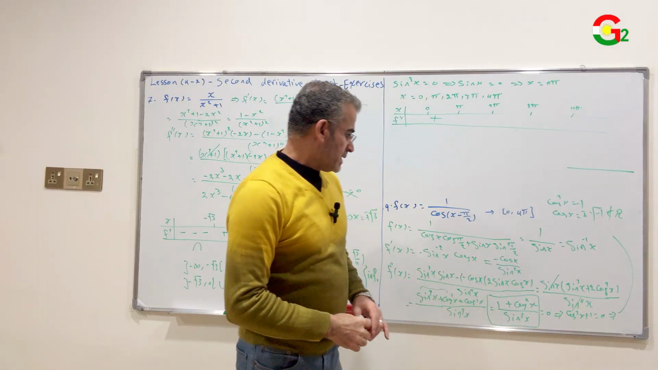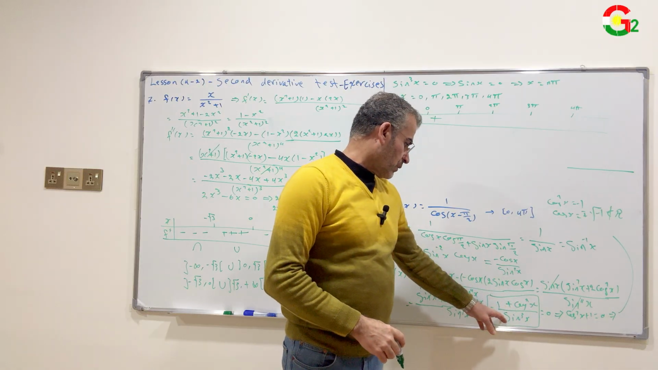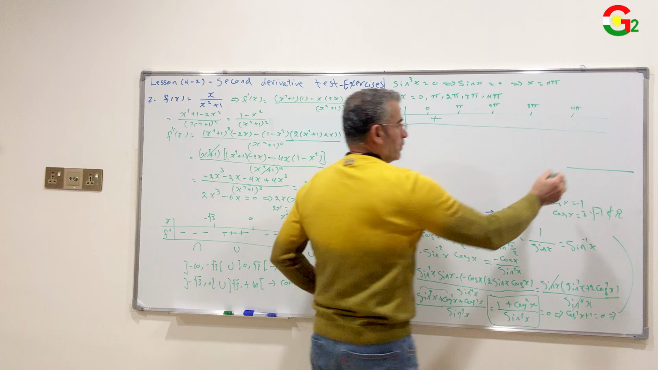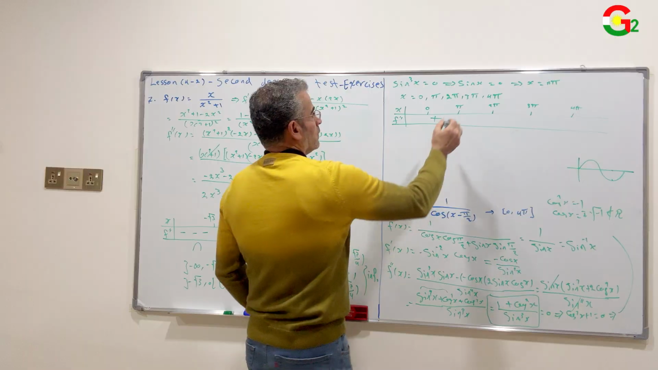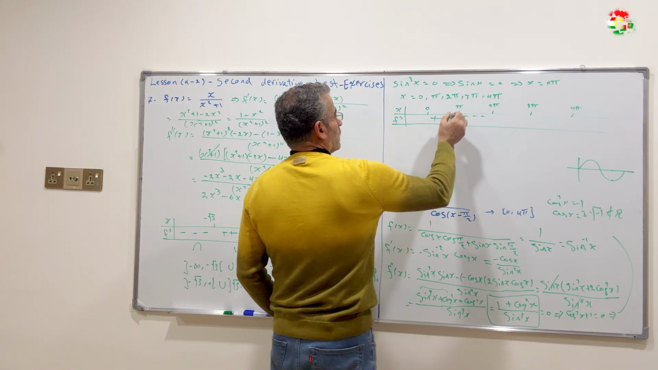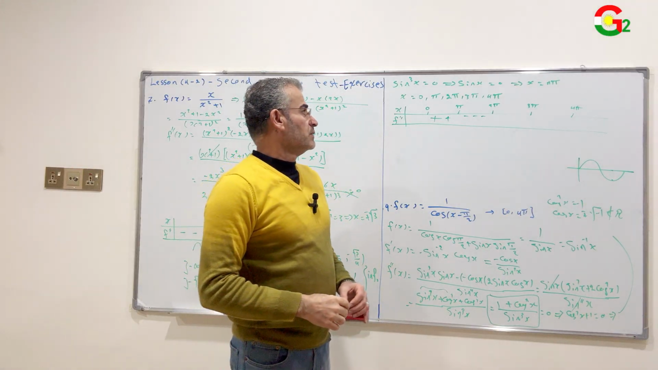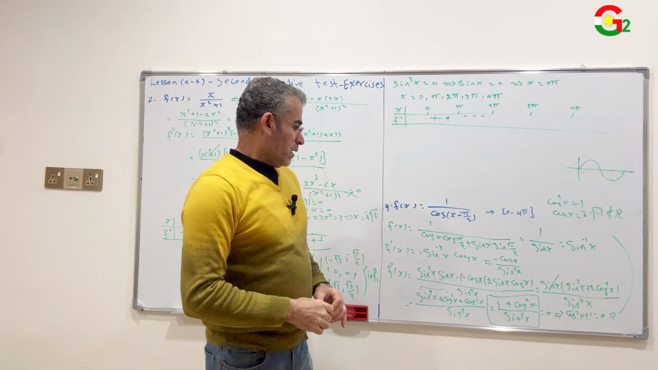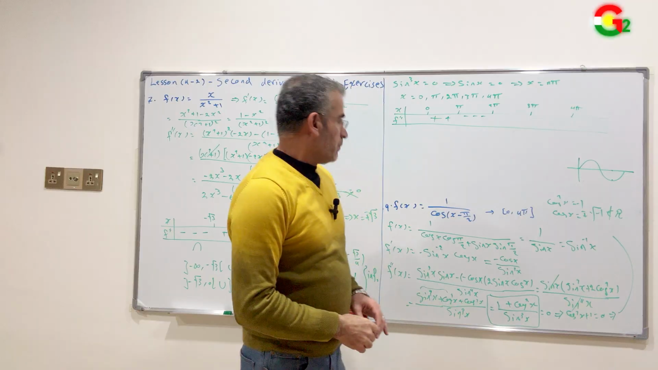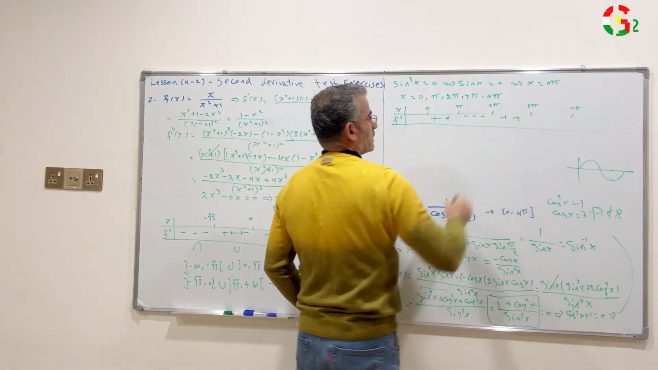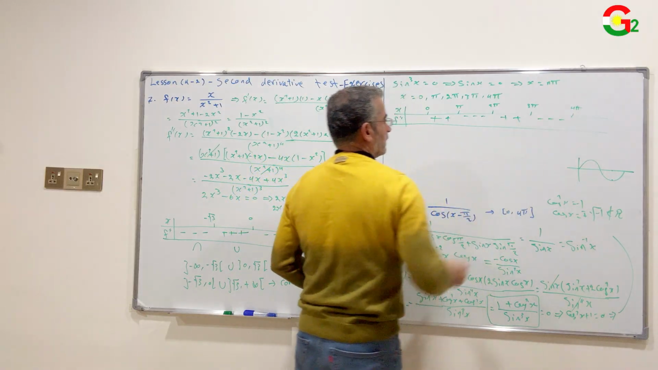Cosine 3 pi over 2 is 0. 1 plus 0, 1. Sine 3 pi over 2 is a negative value. So positive over negative, the function here is negative. Between 2 pi and 3 pi, take 5 pi over 2. Also the cosine is 0 and the sine is positive. Positive over positive, positive. Between 3 pi and 4 pi, the function will be negative.